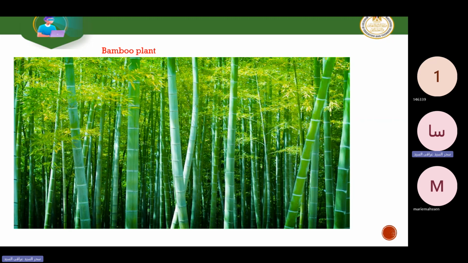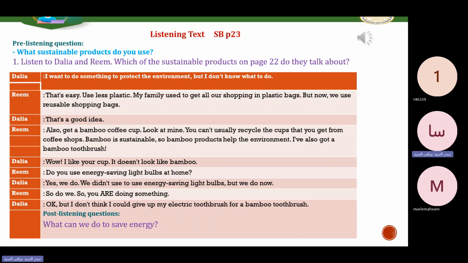Now, we are going to listen to an audio between Dalia and Reem talking about sustainable products and how they can help our environment. Listen. Students' Book, Unit 9, Lesson 1, Exercise 1. Listen to Dalia and Reem. Which of the sustainable products on page 22 do they talk about?